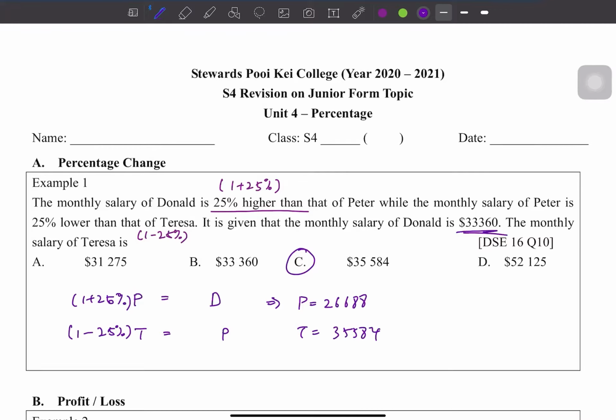If your answer is B, maybe you have one misconception, which is that something increased 25% and then decreased 25% is equal to the original one. Remember, this is a wrong concept. Bear in mind, you cannot. So why I want to emphasize: if the monthly salary is 25% higher than, the factor must be 1 plus 25%. Cannot be changed to 1 minus 25%.